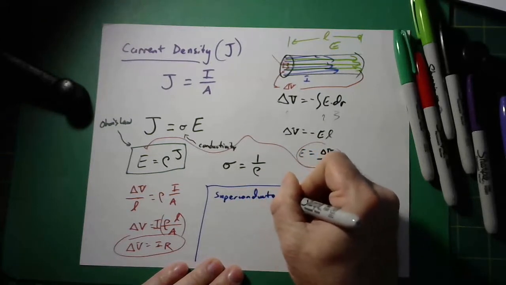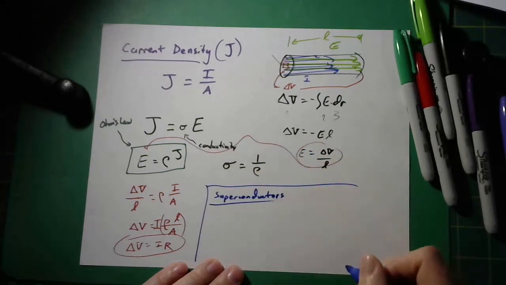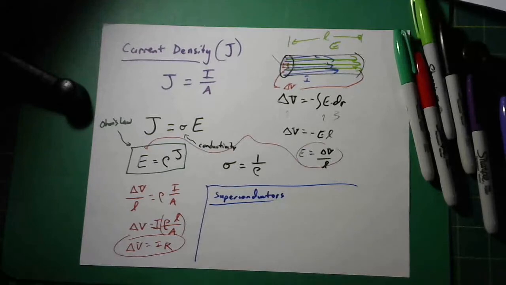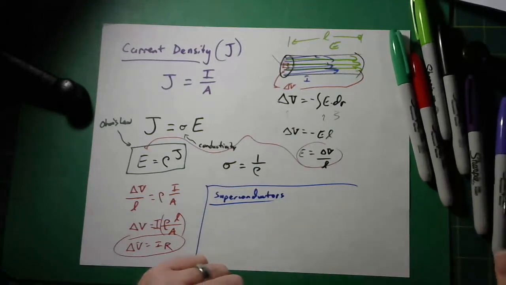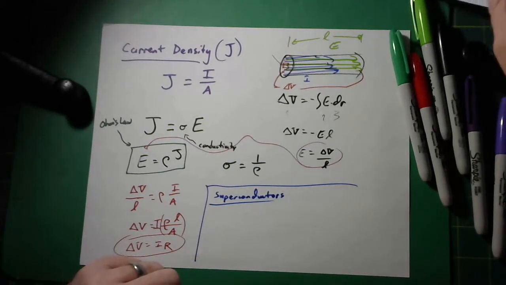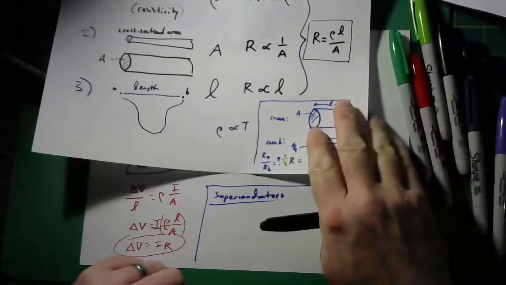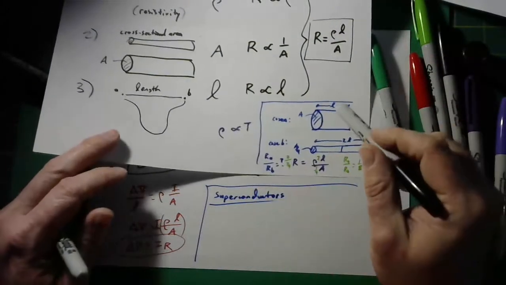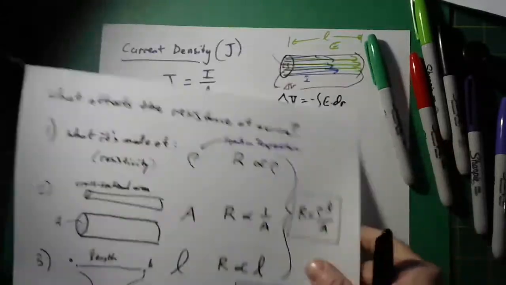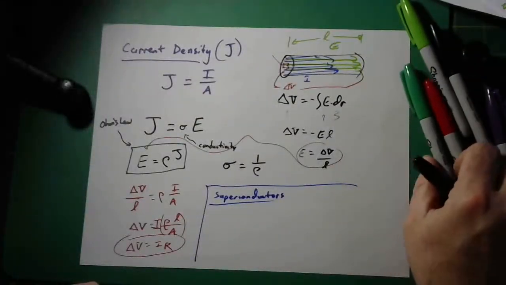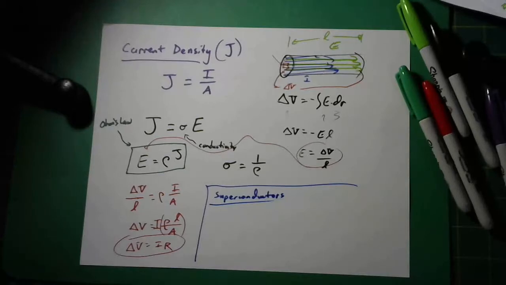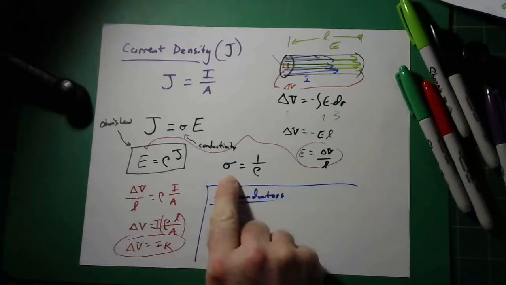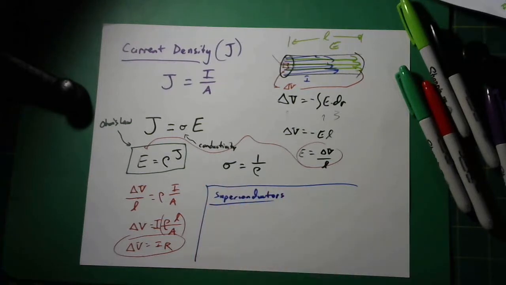So just a little FYI on superconductors. Most materials, I think we commented on that before, the resistivity is a function of temperature. We said that resistivity depends on temperature, and that for most materials, as you heat it up, as you increase the temperature, the resistivity goes up. And so the conductivity would go down, if you want to write it like that.